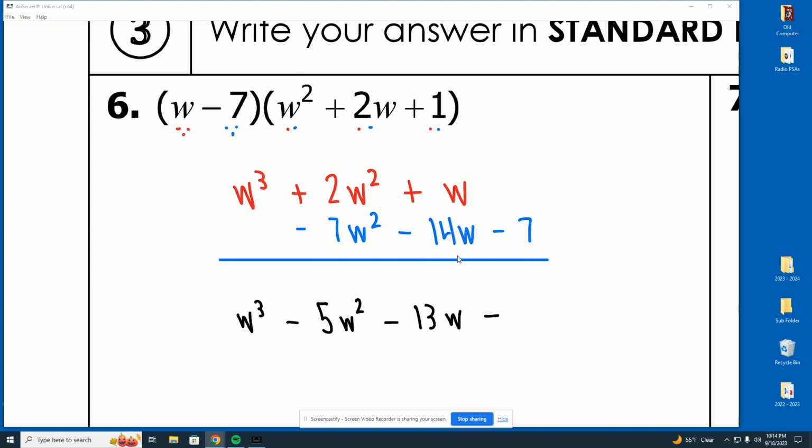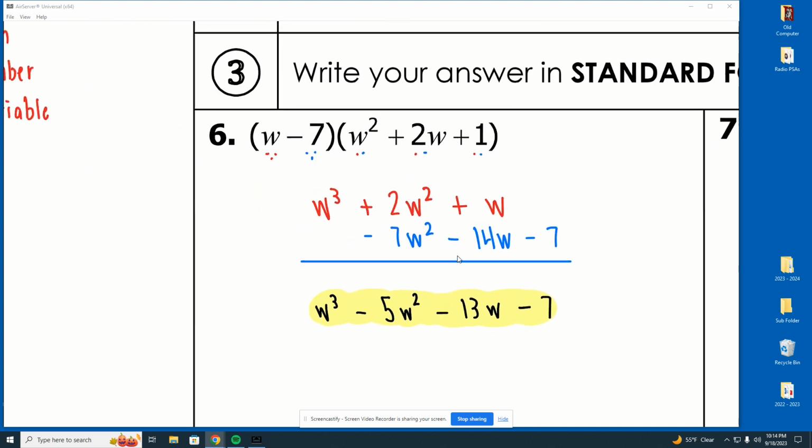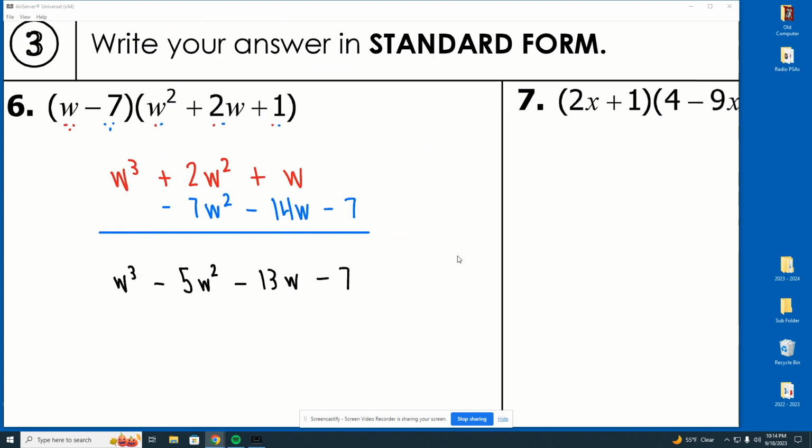And then, of course, the minus 7 drops down. And here you have your answer. W cubed minus 5W squared minus 13W minus 7. So we're distributing, and then we're combining like terms. So let's move over here to number 7.